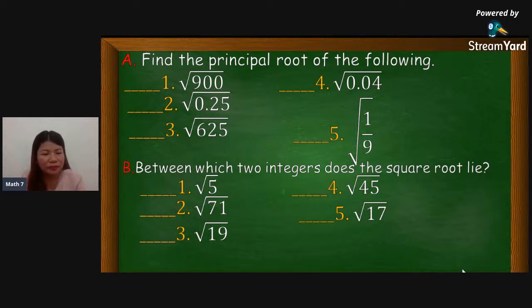Number 4, square root of 45, between anong consecutive number? Okay, 6 and 7. Very good Angel ulit, ang galing naman ni Ate Angel. Very good si Angel, 6 and 7 kasi 36 and 49. Number 5, last, between what number?